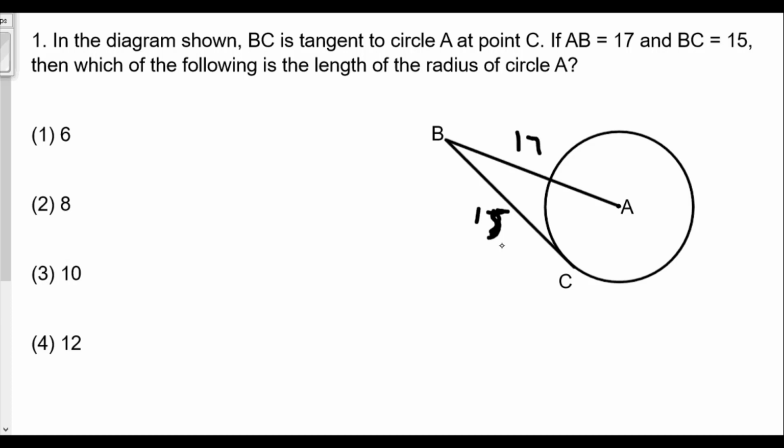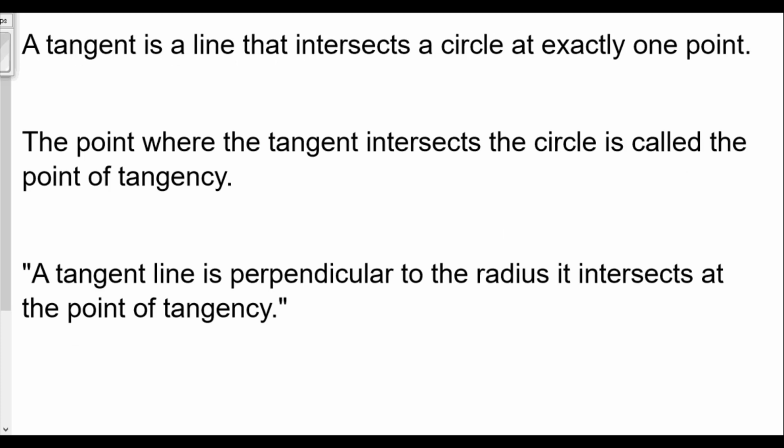Well, a couple of things. First, we'll draw circle A's radius in this case, from C to A. Now, how do we know that's the radius? Well, it goes back to what we know about a tangent line. First off, a tangent is a line that intersects a circle at exactly one point. The point where the tangent intersects a circle is called the point of tangency.